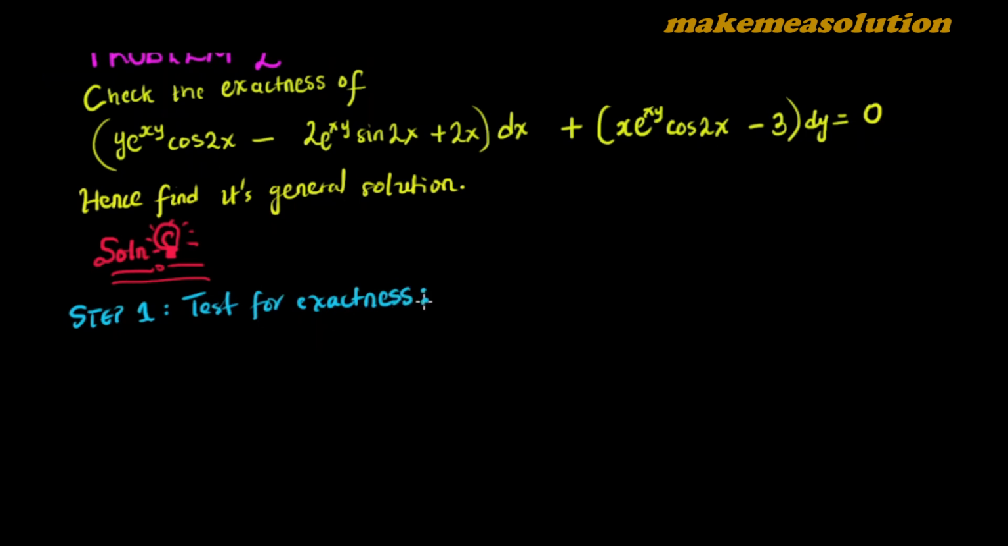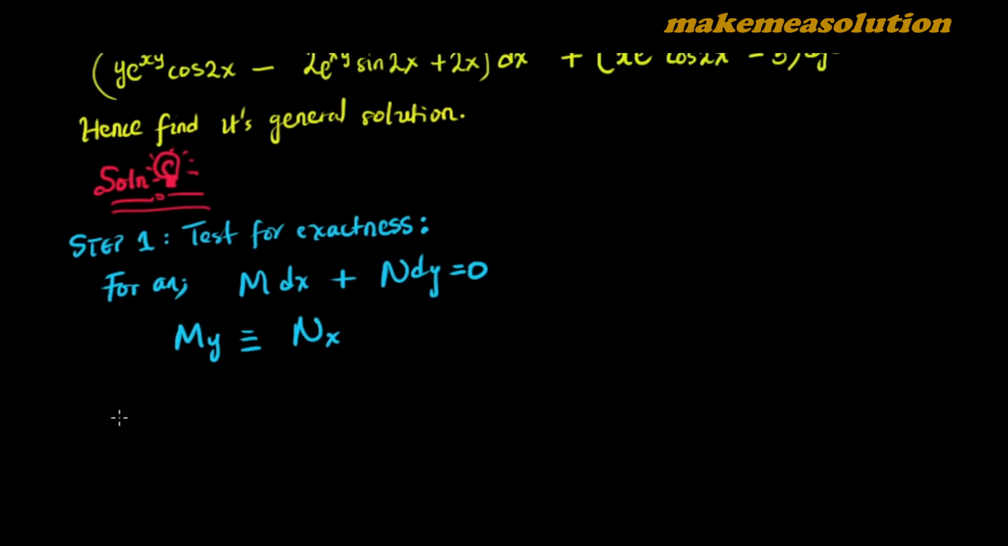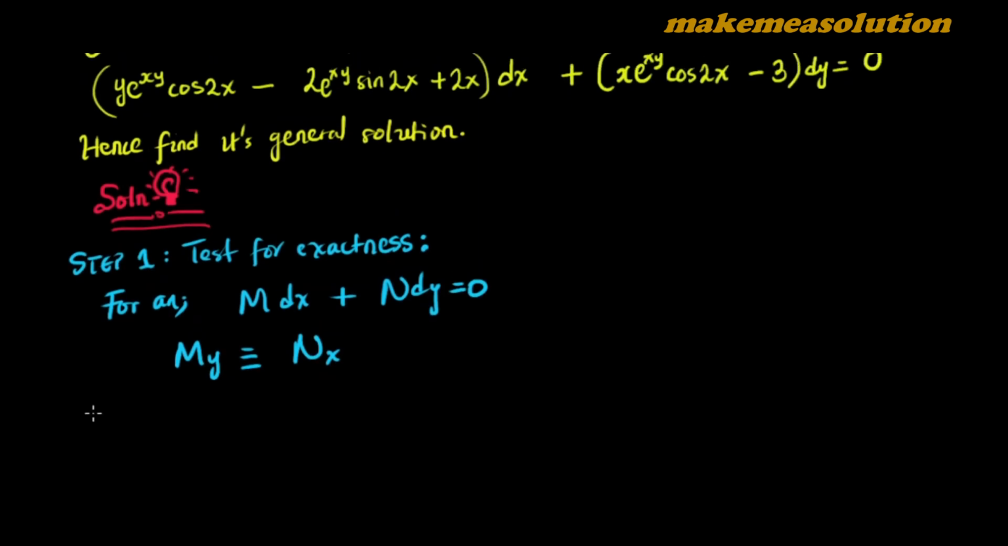And what is the condition given for us to test for the exactness of this equation? Remember the condition that for a given M dx plus N dy equal to 0, M_y should be equal to N_x. Now these are subscripts. M subscript y should be equal to N subscript x.